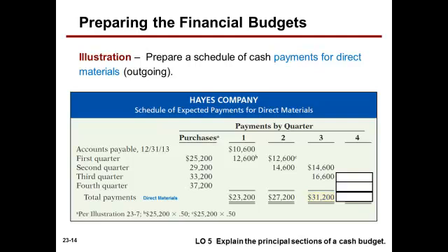Fourth quarter picks up the remaining 50% of the third quarter purchases, $16,600 outgoing, plus 50% of the current purchases, $18,600 from the purchases of $37,200. Total cash outflow, fourth quarter for direct materials, $35,200. And again, the results of this schedule we transferred to a final schedule.